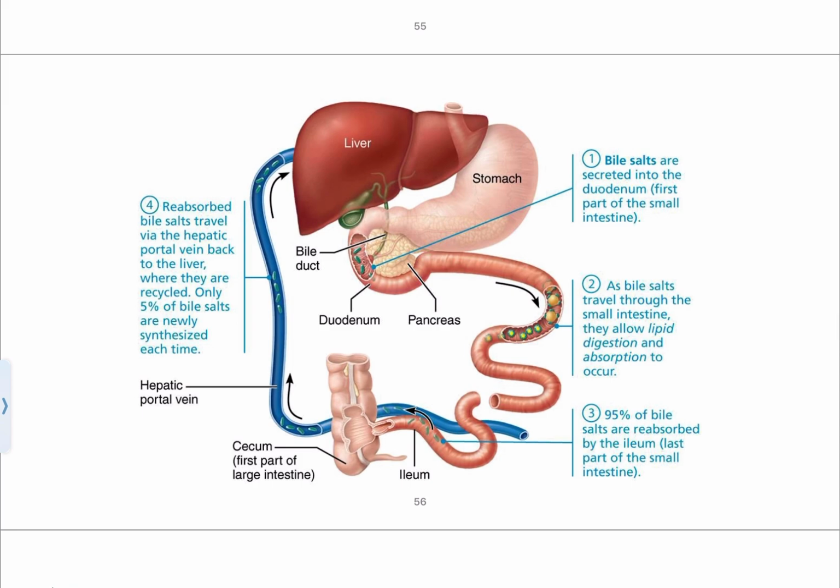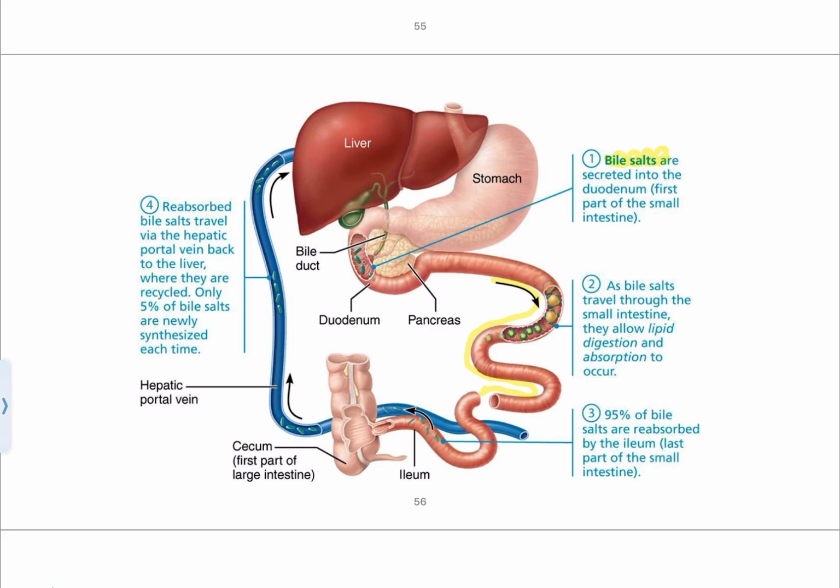So this is that process that we were just talking about of recycling our bile salts. So here's our bile salts being produced in the duodenum, or secreted into the duodenum right here. The bile salts are going to travel through the small intestine and help with lipid digestion by breaking them up into smaller pieces and also help with absorption.